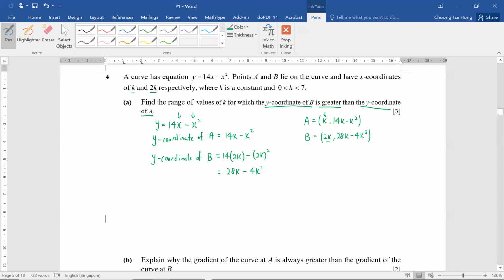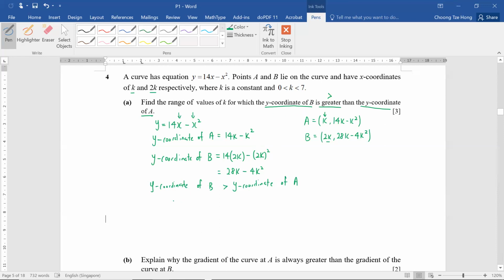So what did the question say? Find the range of values of k for which the y coordinate of B is greater than the y coordinate of A. A lot of times in A math, all we need to do is follow instructions. They say the y coordinate of B is greater, and greater means like this. So all we need to do is formulate that inequality. Sometimes we are formulating equations, other times inequalities, but it works almost in the same way.